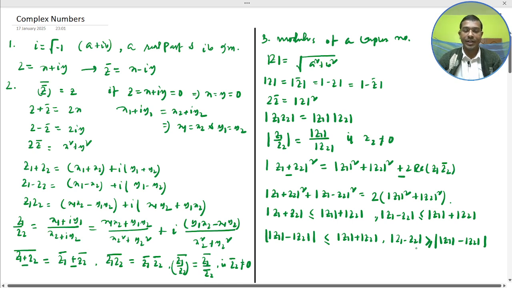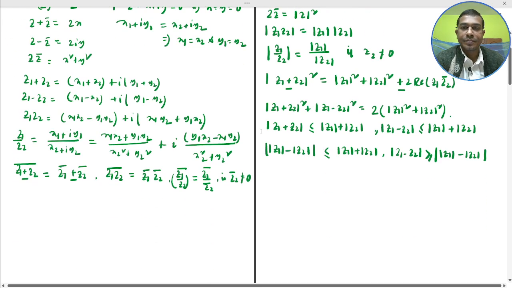Next, the geometrical representation of a complex number.